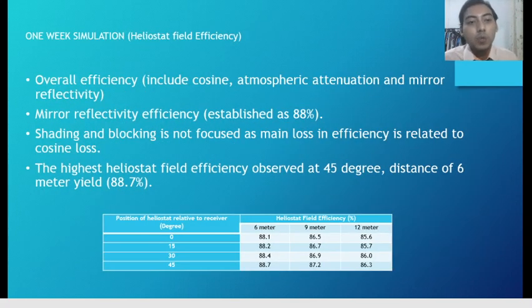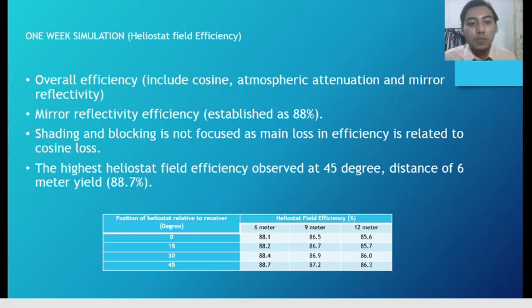I've also done a 1 week simulation for the heliostat field efficiency. This overall efficiency includes the cosine efficiency, atmospheric attenuation, and mirror reflectivity. Mirror reflectivity efficiency is established as 88%. Another thing is that shading and blocking is not the main focus as a loss in efficiency, as the cosine loss is the biggest factor in lowering field efficiency.